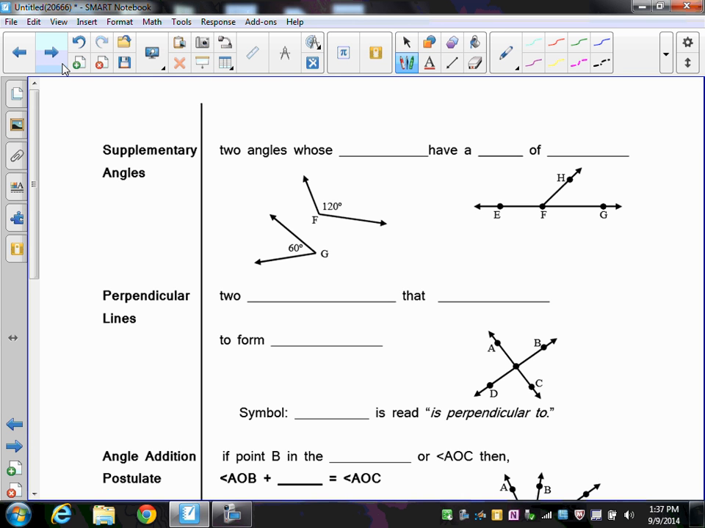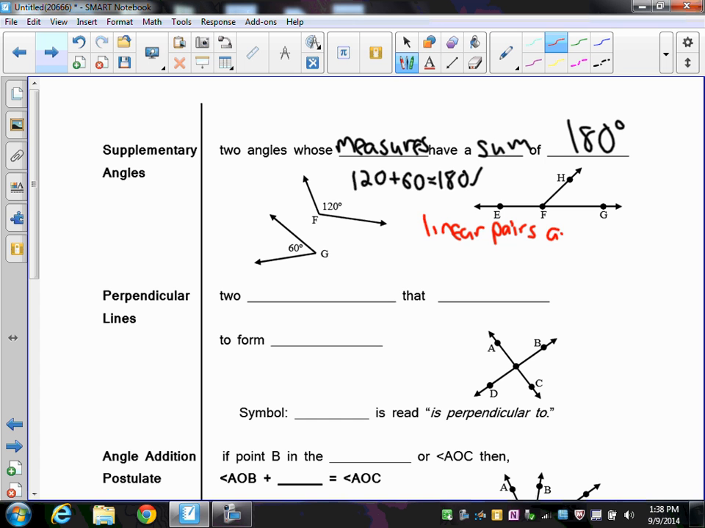Supplementary angles are two angles whose measures have a sum of 180 degrees. So right here we have 120 plus 60 is 180. So to the left, those are supplementary angles. And the other thing you need to remember is that linear pairs are supplementary. So if you don't remember what linear pairs are, we just defined them a second ago.